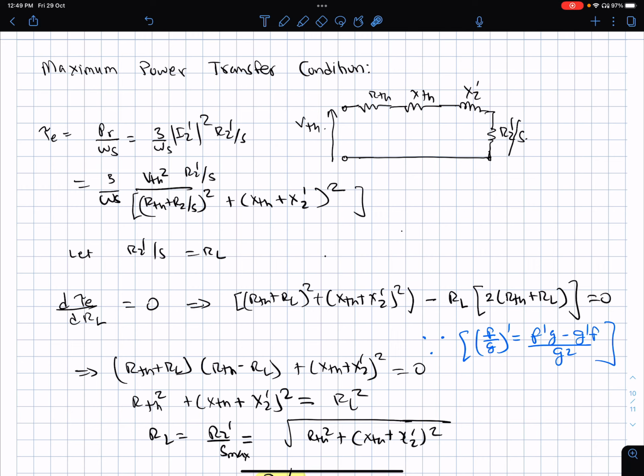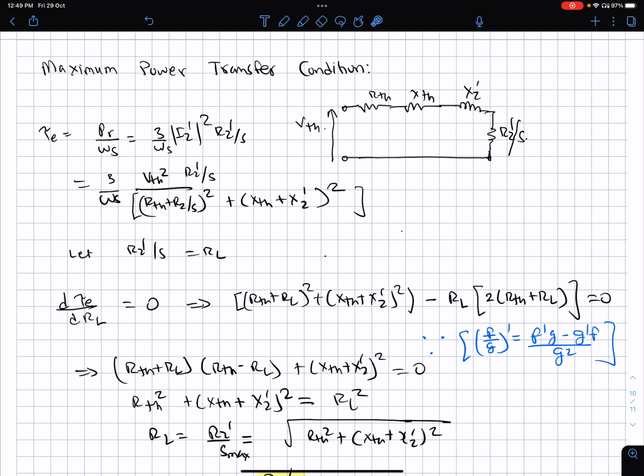impedances as G function, and if you look at the derivative of F by G, then you know that it is F dash G minus G dash F divided by G square, and since we are setting this derivative to 0, all we need to write is F dash G minus G dash F should be equal to 0. So F is just RL, and we are taking derivative also with respect to RL, so the F dash is just 1.